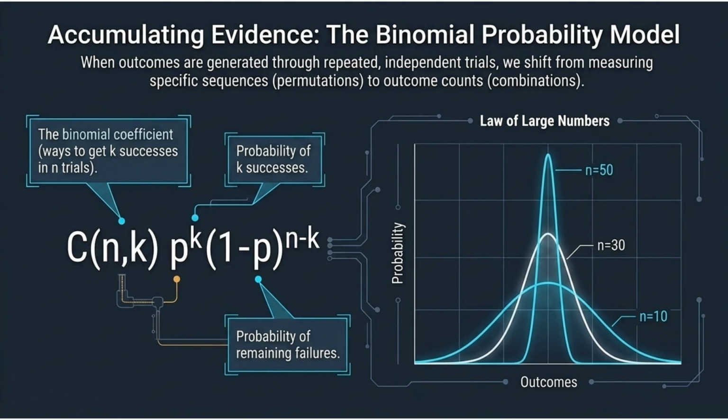Accumulating evidence with the binomial model. When trials are independent and repeated, count successes instead of tracking every sequence. Formula: C of n comma k times p to the k times 1 minus p to the n minus k. C of n comma k counts the ways to get k successes in n trials. As n grows from 10 to 30 to 50, the distribution narrows around the mean, the law of large numbers. More data concentrates belief.